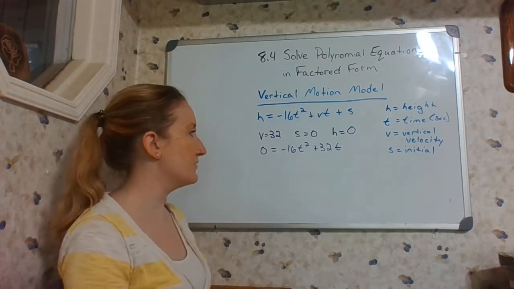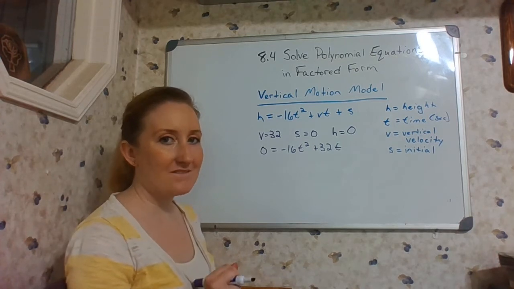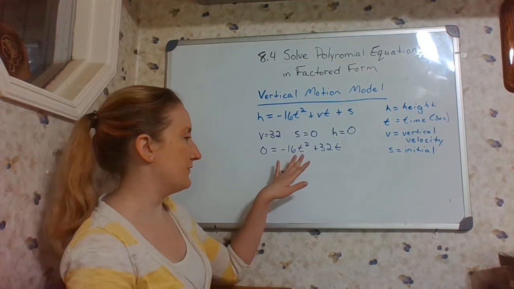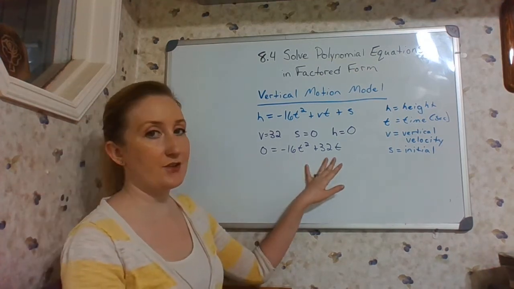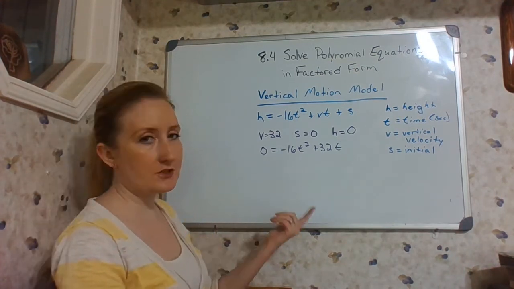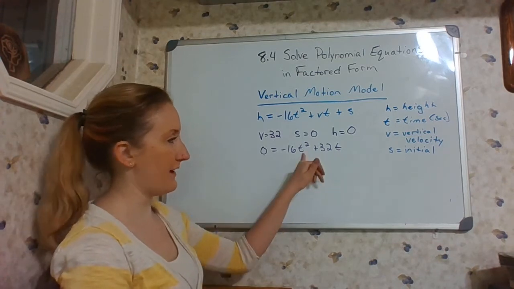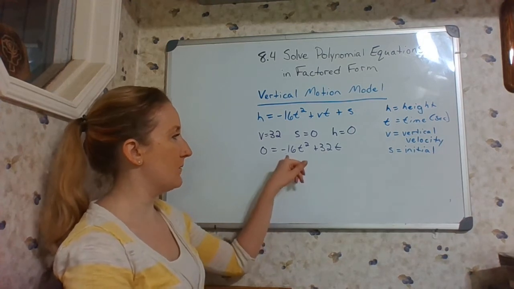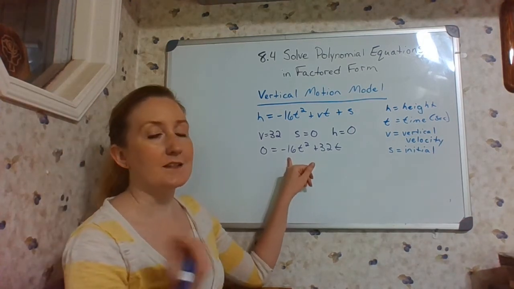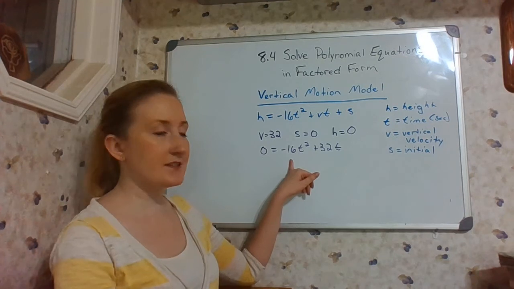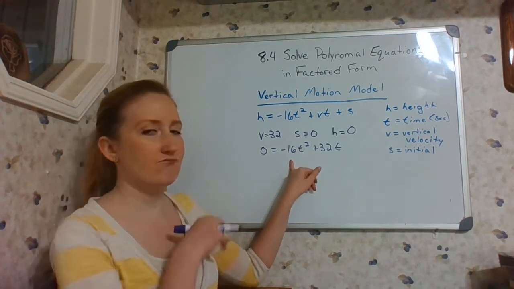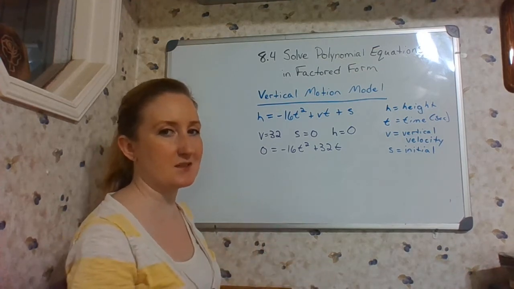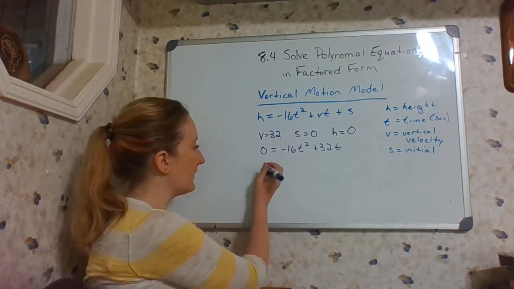So what we can do now is we can factor. So what can we factor out of negative 16t squared and 32t? Well, first of all, they both have a t in common, so we can factor that out. And they both can be divisible by 16. And so what I'm going to do is I'm actually going to use negative 16, just out of personal preference. I don't like to have negative numbers inside my parentheses if I can avoid it. So we're going to factor this.